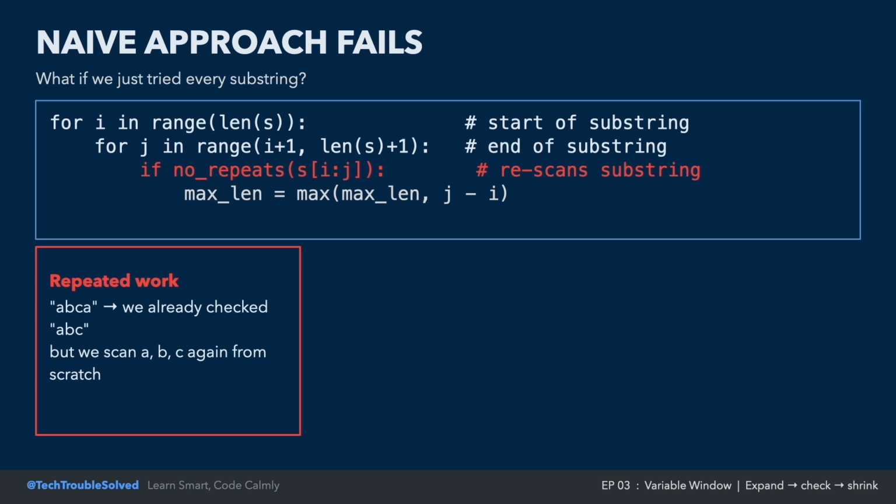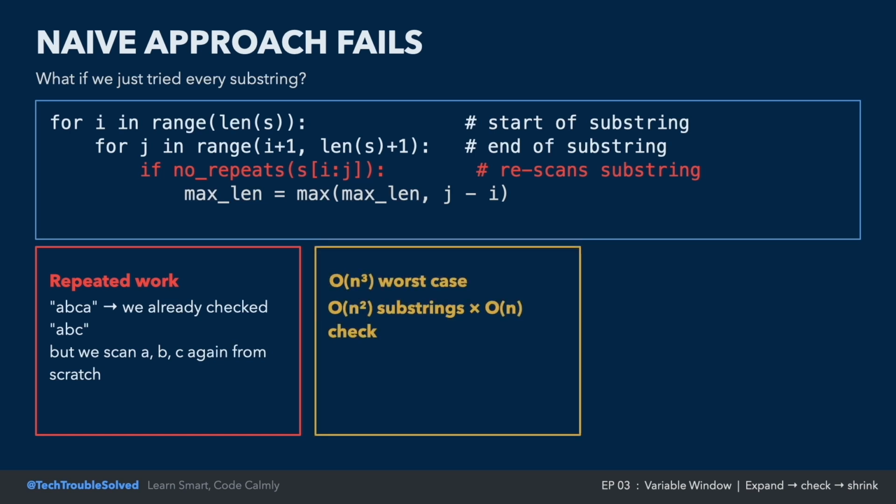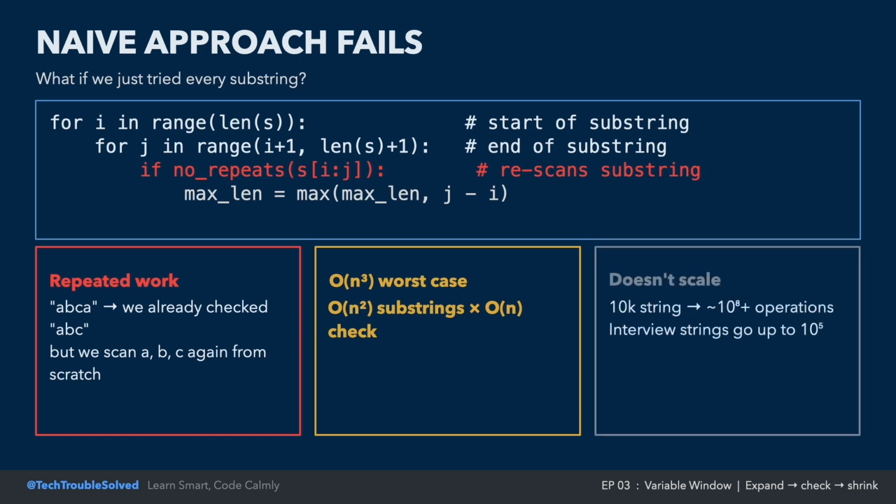That wasted rescanning is what makes this O(n cubed). And for a 10,000 character string, that's over 100 million operations. Interview strings go up to 100,000 characters. This will time out. So what's the smarter move?